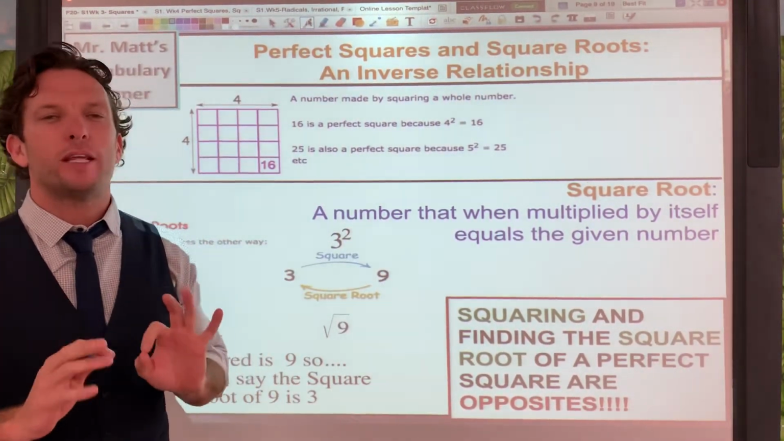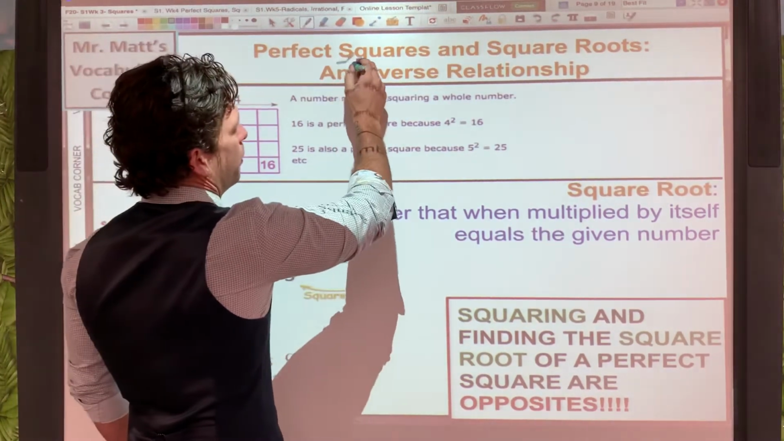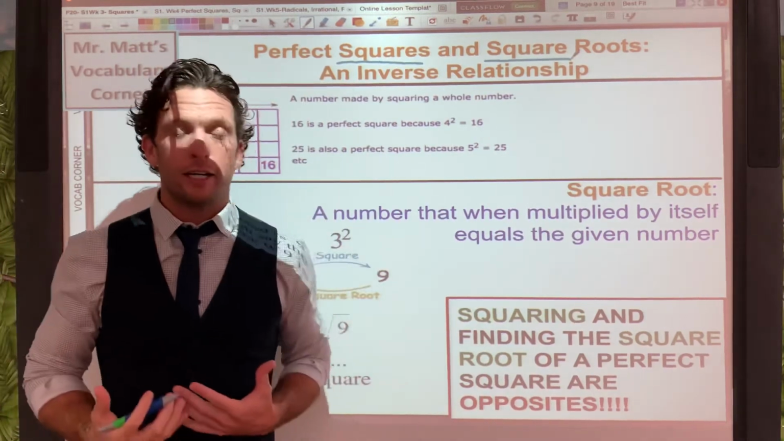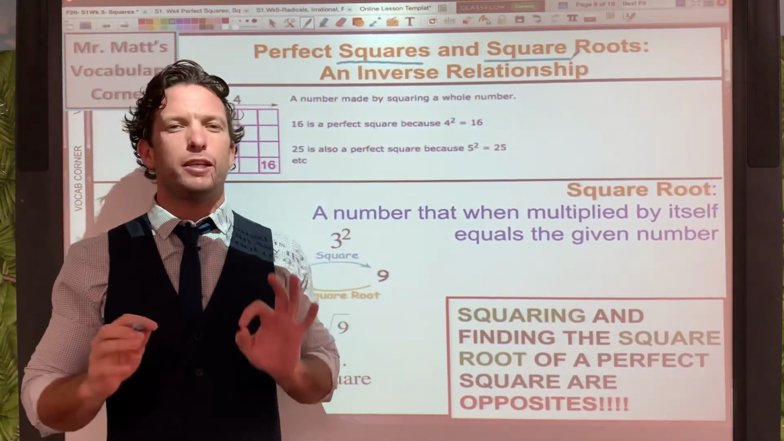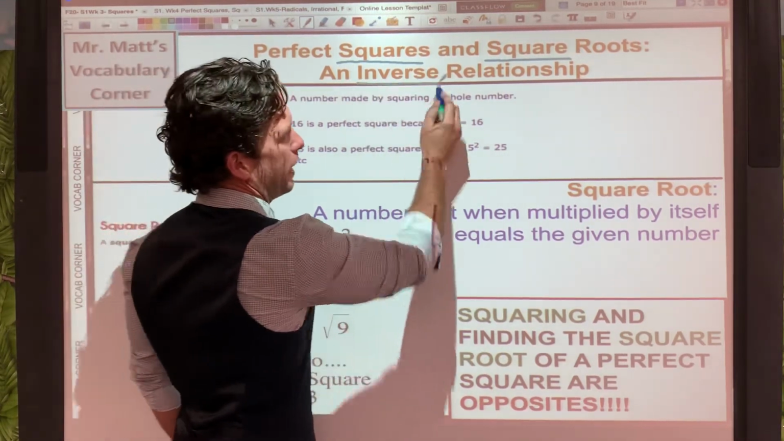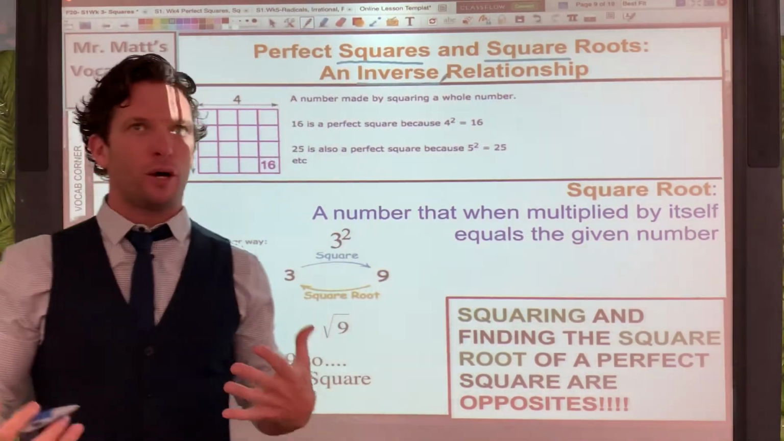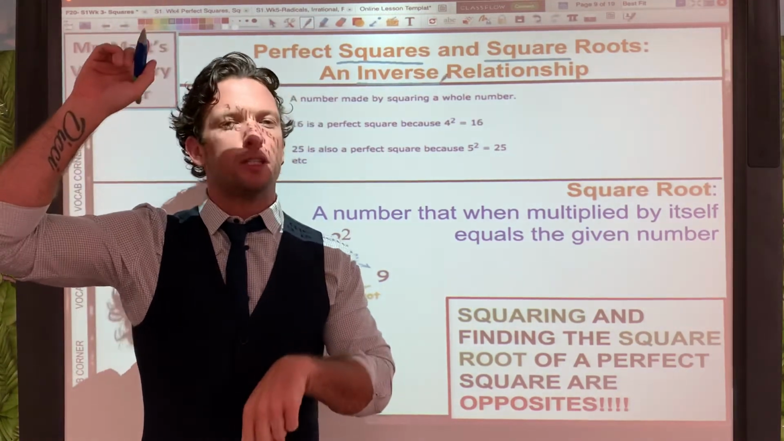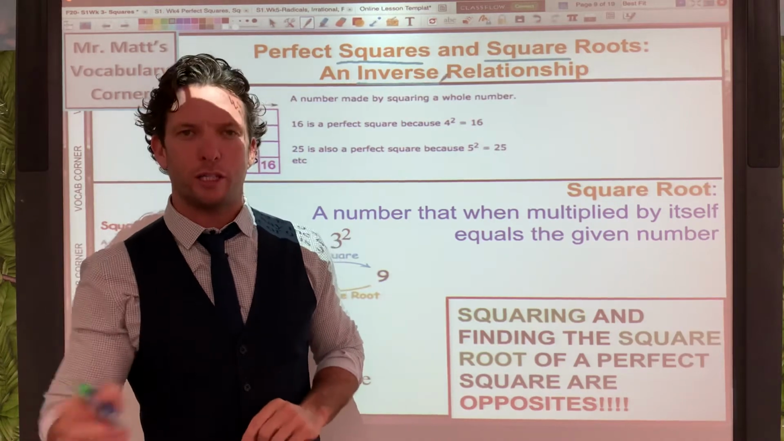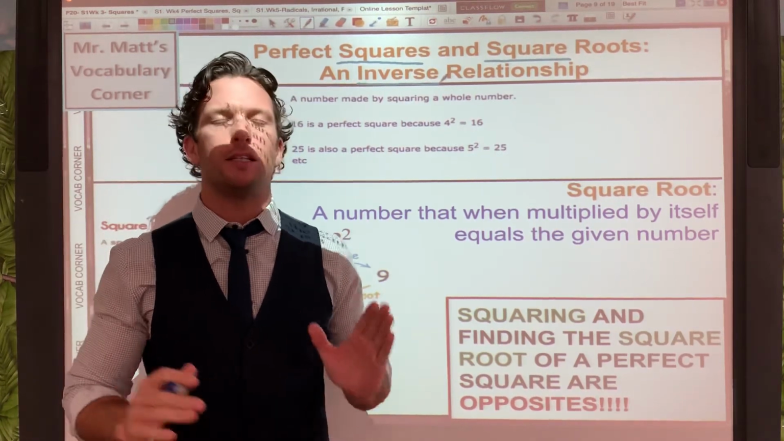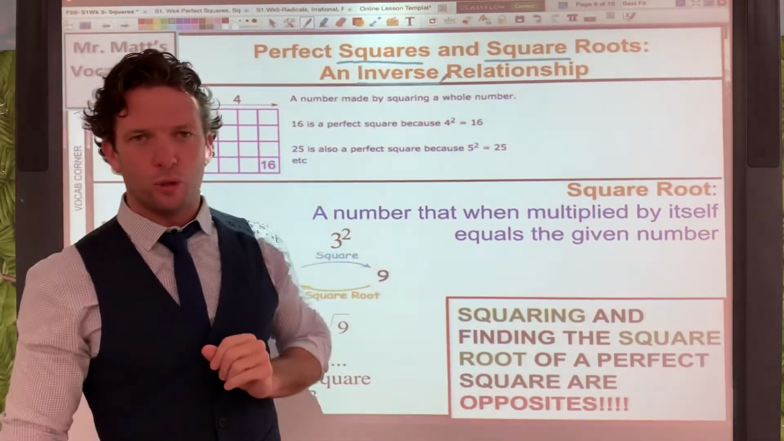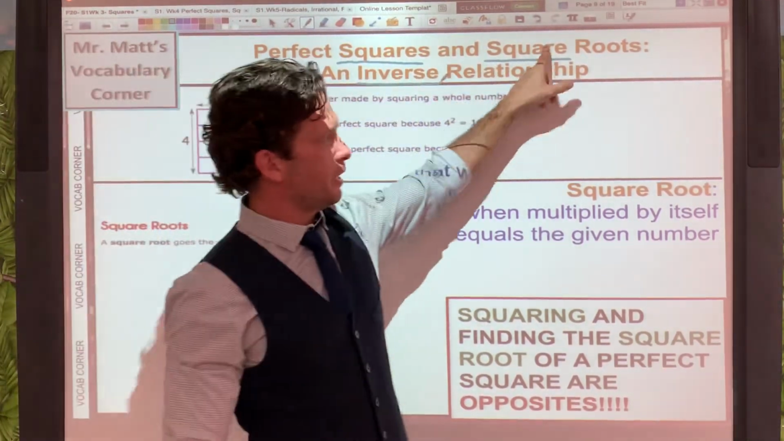Now, here's a great thing to remember. They both share the word square. That's going to come in handy because we're going to learn that these are what we call inverses. Inverse is just a fancy way to say opposites. So, up is the inverse of down. Addition is the inverse of subtraction. Multiplication is the inverse of division. The same thing stands true with perfect squares and square roots.